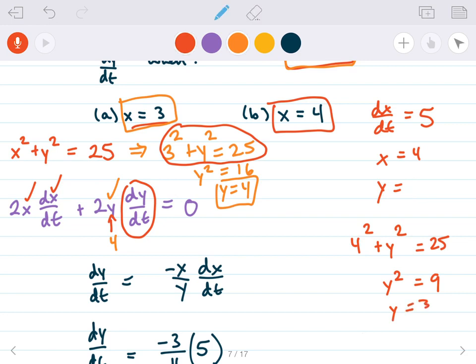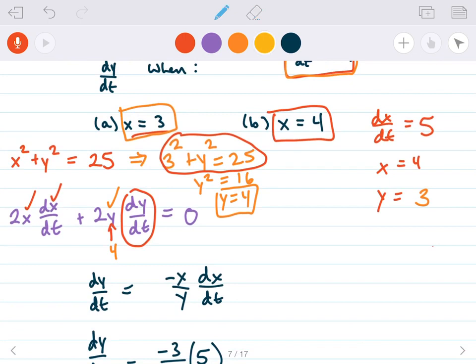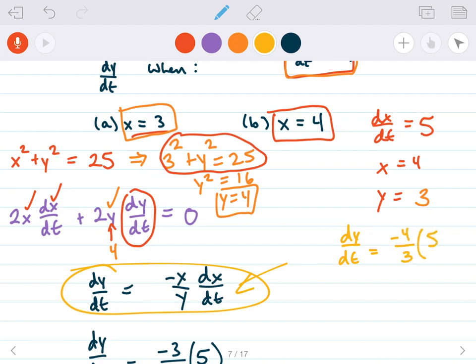Let's put that here. And again, I'm just plugging my values into my derivative that I took, which was right here, right? I isolated dy dt, so all I have to do is plug in my new numbers, and I get negative 4 over 3 times 5, which is just going to give us dy dt equals negative 20 over 3. And that's my answer for part B.